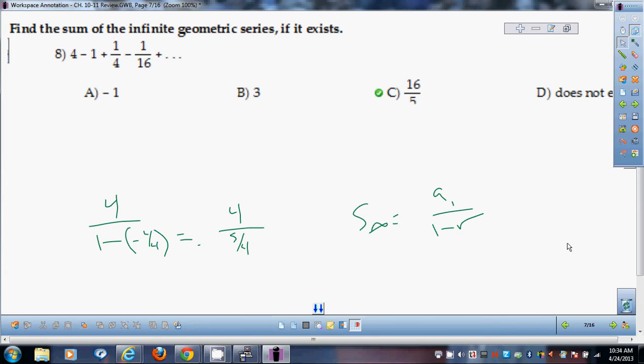Yes, ma'am. That is the first term. That's your common ratio. You take any term divided by the previous term, R.